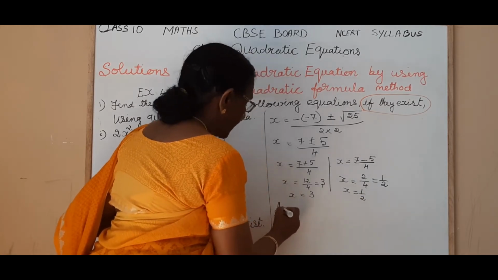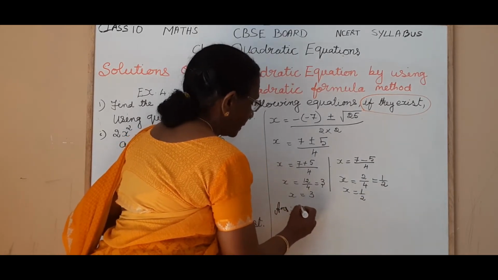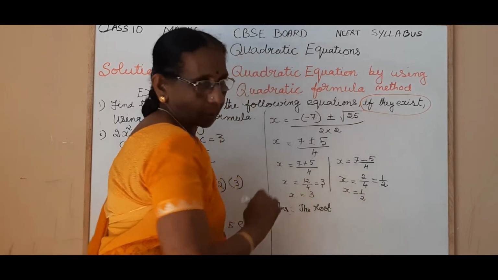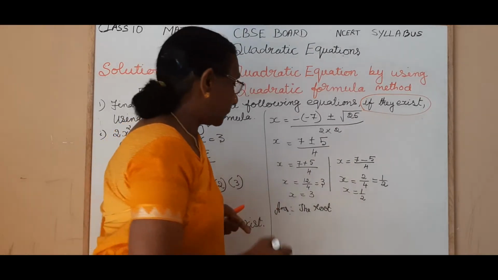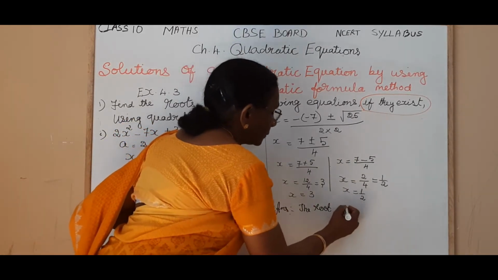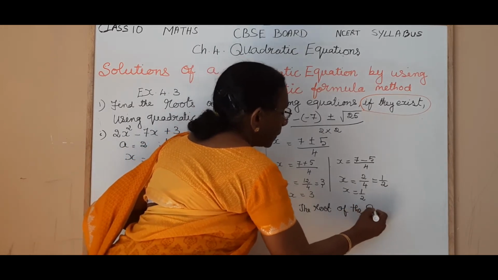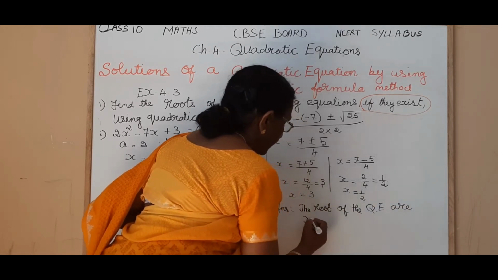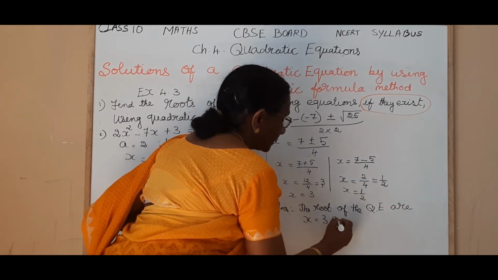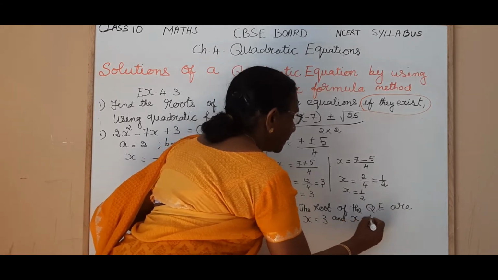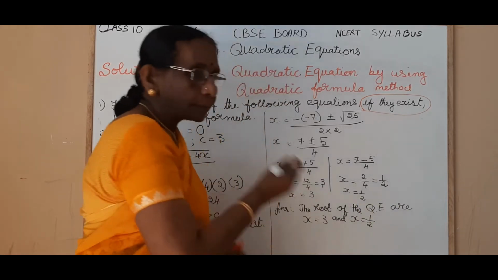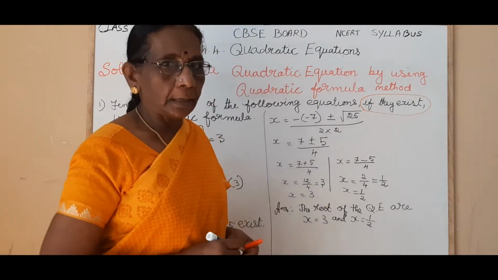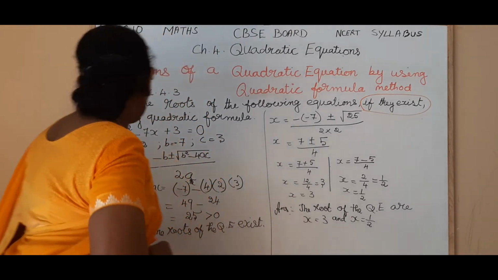So you write the answer. The roots, see, they are real numbers. 3 and 1 by 2 are real numbers. So the roots of the quadratic equation are x is equal to 3 and x is equal to 1 by 2. So we write and, because both values satisfy the equation. Is it clear, children? Now we'll move to the second sum.